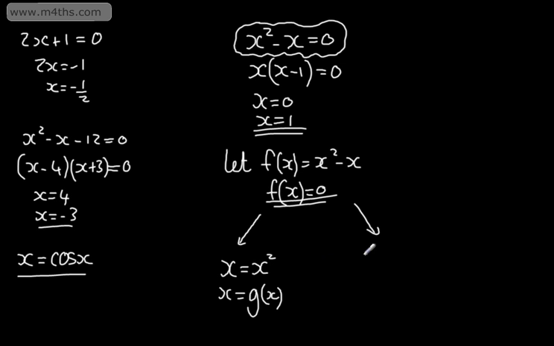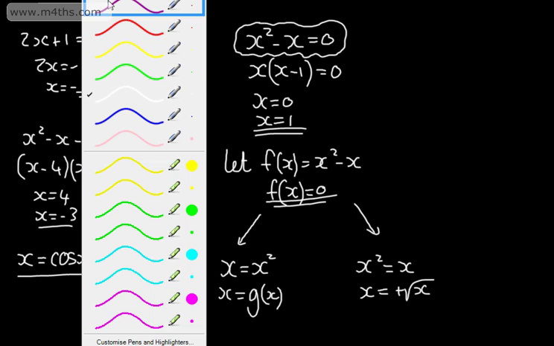Let's have a look at another way we could do this. At this stage, we could say that x squared is equal to x, and we could take the square root. I'm going to take the positive square root and say that x would be equal to the positive square root of x. So here I've got, again, x is equal to some new function of x, g of x. Let's just highlight these two.